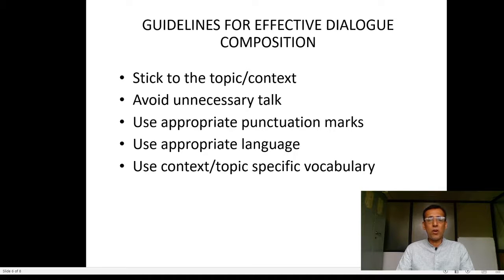Use context and topic specific vocabulary. The vocabulary also differs from topic to topic and context to context. For example, if two friends are discussing a recent movie, the dialogue must have at least a few words related to movies, like location, lyrics, choreography, direction, action, thriller, comedy, such words. So it should be topic specific.